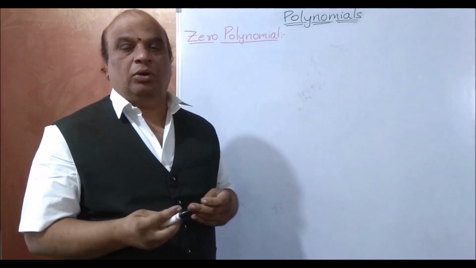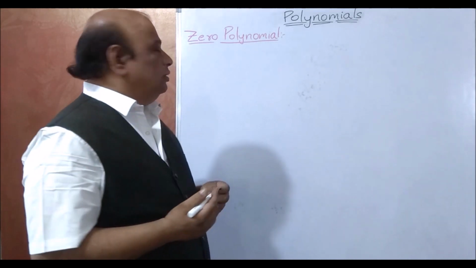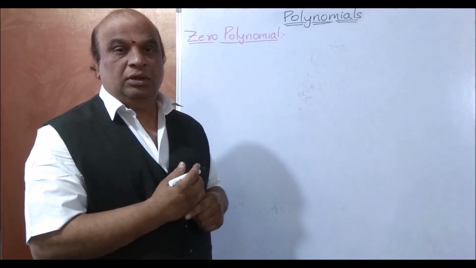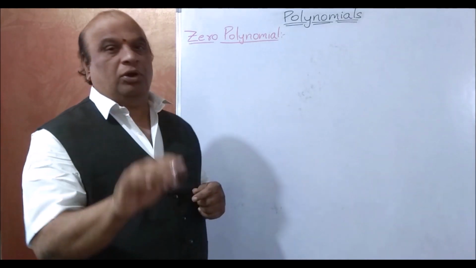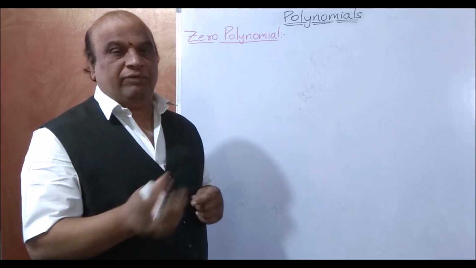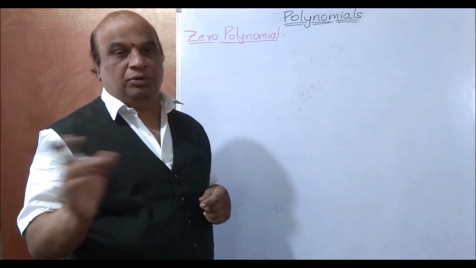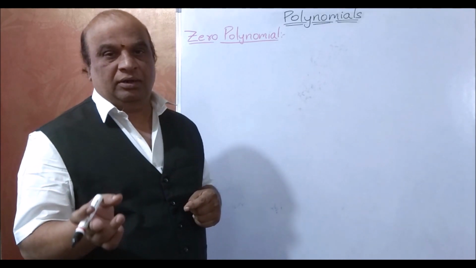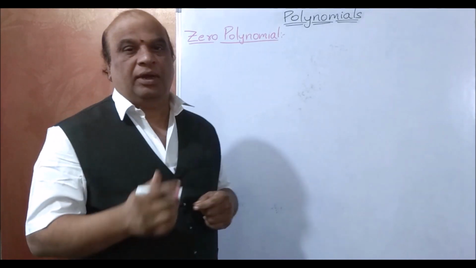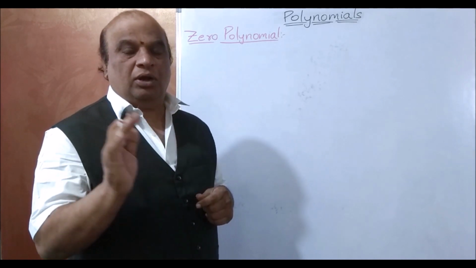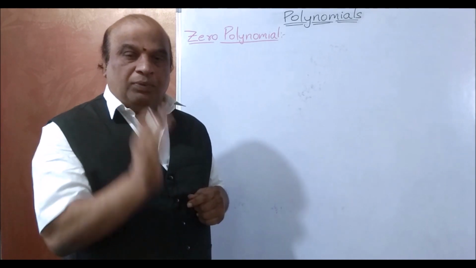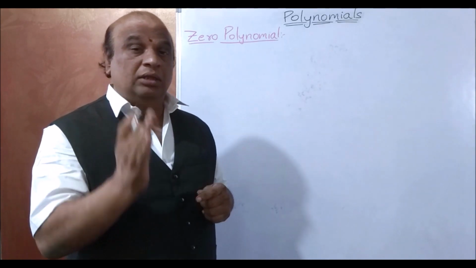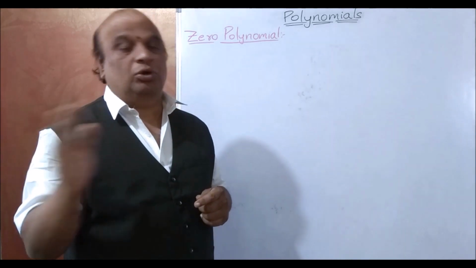In the previous video, we explained the zero of the polynomial. Now, the topic is zero polynomial. What is the difference between the zero of the polynomial and the zero polynomial? We already explained the zero of the polynomial. Now, a zero polynomial means the polynomial in which all the coefficients are 0.